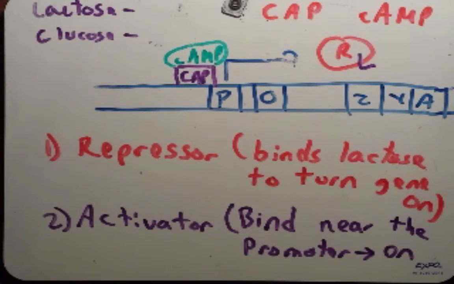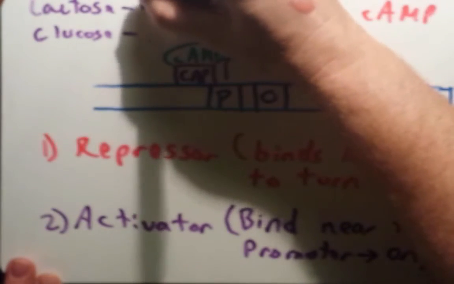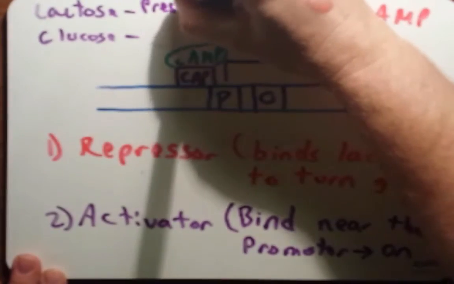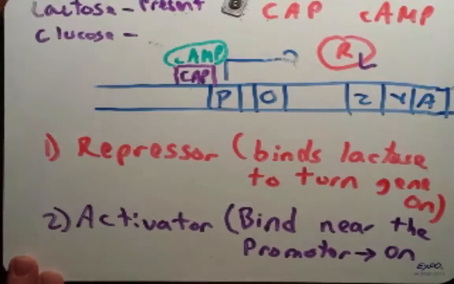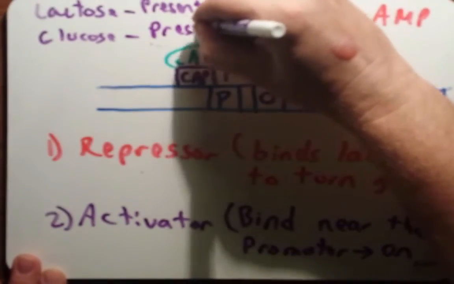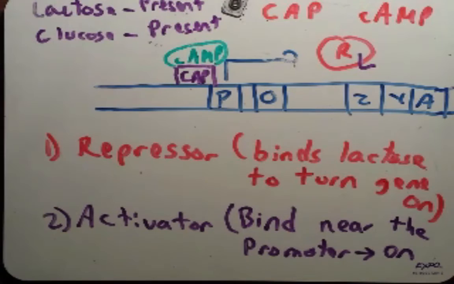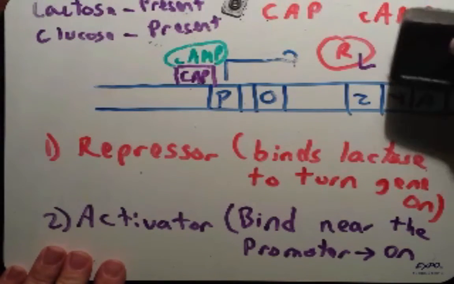What does the operon do when lactose is present and glucose is also present? Remember, the cell wants to use glucose because it's more efficient to use glucose. Let's erase what we have up here at top.